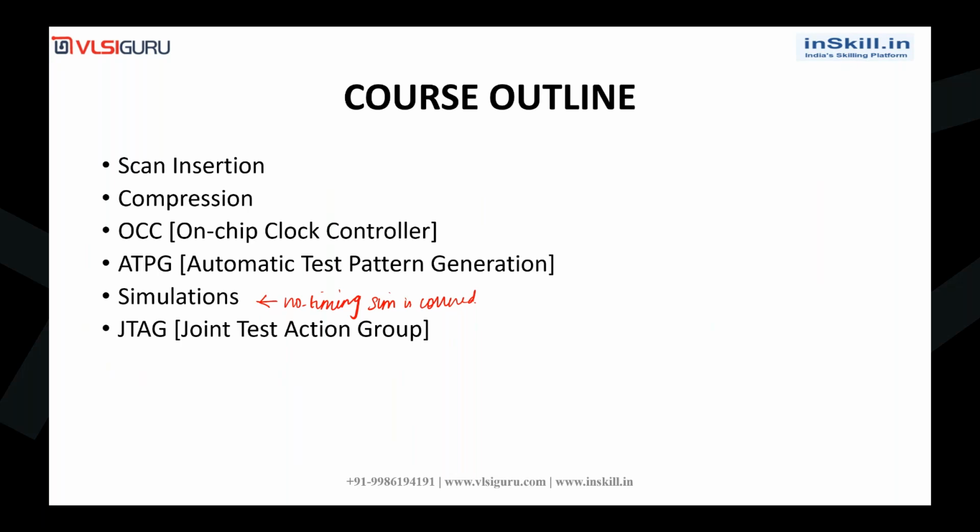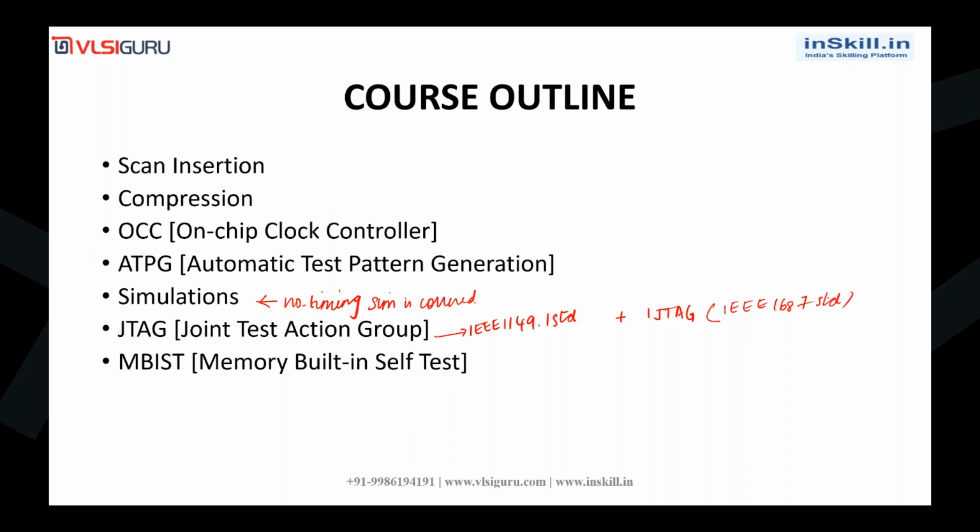And then JTAG. JTAG is Joint Test Action Group. It's actually an IEEE 1149.1 standard. In our course, we will also be covering IJTAG, which is nothing but the IEEE 1687 standard. And then MBIST. MBIST stands for Memory Built-in Self-Test. And we have boundary scan. Boundary scan we will only be discussing theoretically.